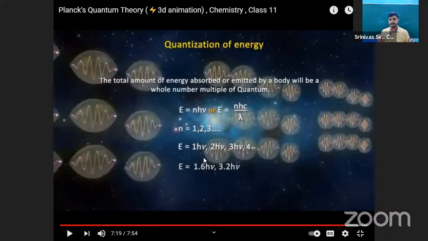Understand my point? I repeat once again. Energy is not continuous. Energy is either emitted or absorbed discontinuously in the form of discrete small energy packets. This is known as quantization of energy.